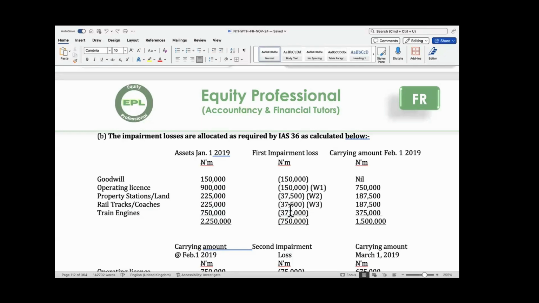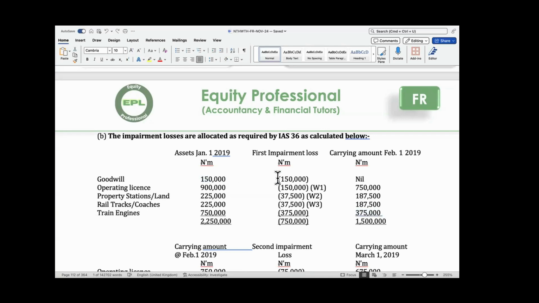So by the time you remove 375 from this 750 value, the carrying amount as at February is now 375, which is the remaining one engine. That's the first allocation to a physically damaged asset. The second allocation will be to goodwill. And the value of the goodwill is 150.